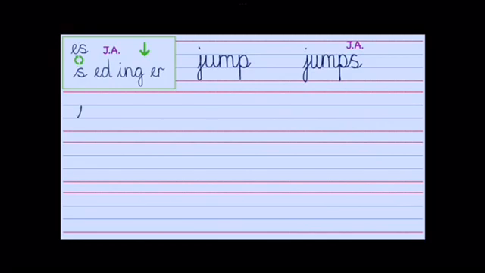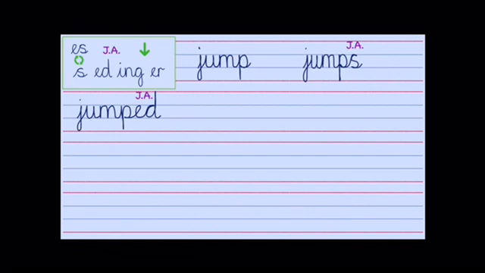We start with jump. That was our starter word. And jumped, yes, suffix ed. We have just added, because the M and the P are keeping that sound safe.